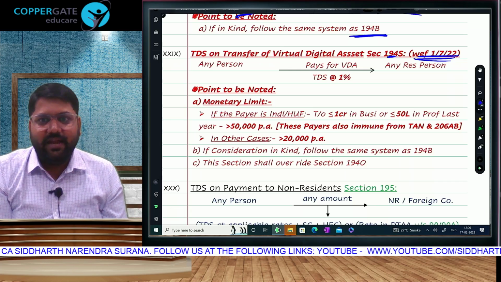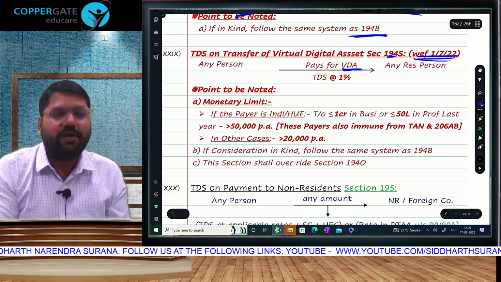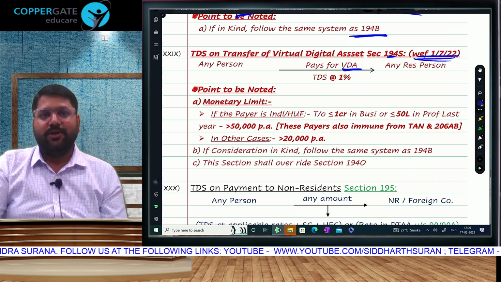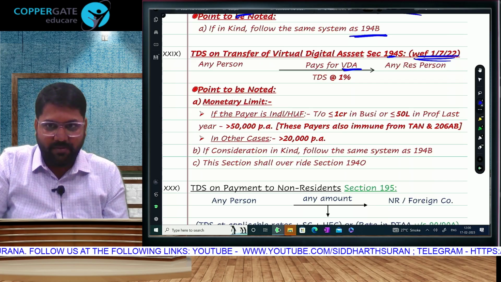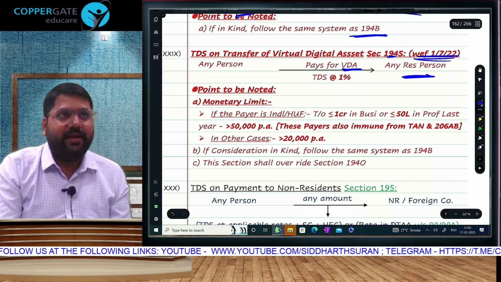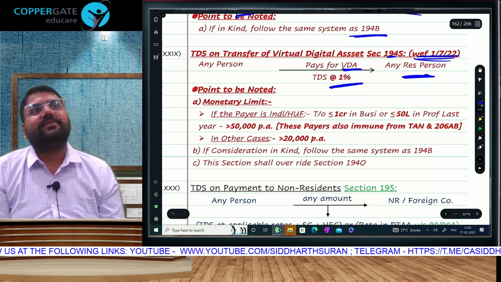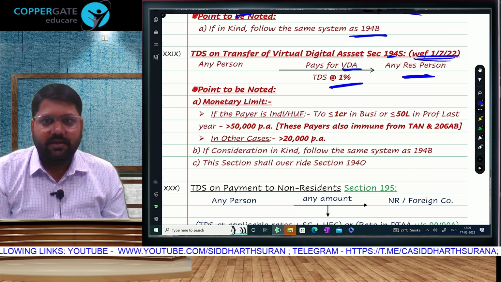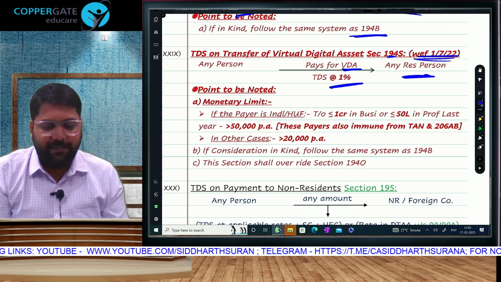Next, 194S. Again, 1st July 22. Any payment for purchase of virtual digital asset, cryptocurrency, NFT, Dogecoin. Buy it, I am still saying so. To any resident person, then TDS at 1% will be applicable for purchase of virtual digital asset. 1% TDS will be applicable.